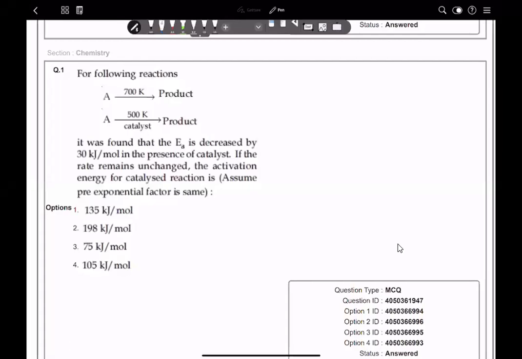We'll discuss the JEE Main 2020 January paper. This is the 9th January morning shift paper. So start with question number 1. It's given for the following reaction, A gives product and B gives product.